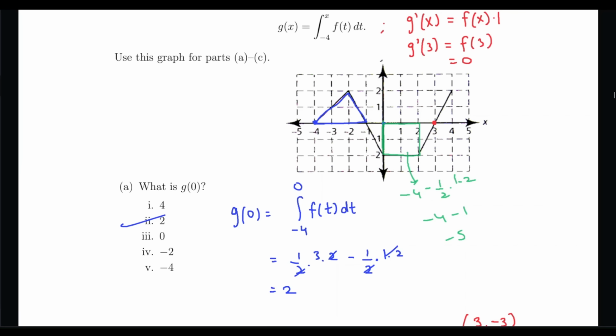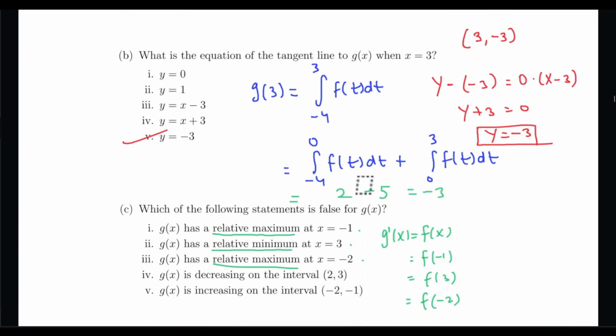So negative 1 is yes, giving me 0. f(-1) is 0. f(3) is also 0. But f(-2) is not really giving me 0 in the first place, right? So g'(-2) is f(-2), which is not 0. So if it is not 0, how can it be a relative extrema in the first place? They are asking what is false, so no need to check the other options. It should be option 3. This should be the false option.